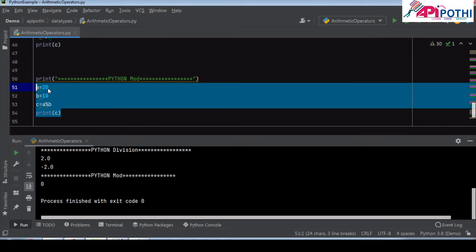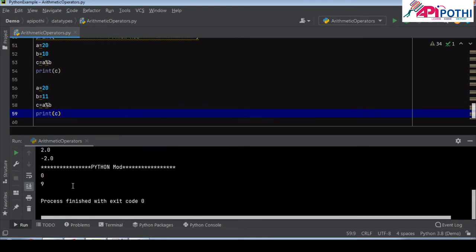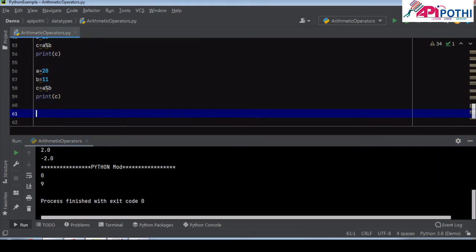In the same fashion, if we give here 11, so 20 I am dividing by 11. It is not perfectly divisible, so it should give the remainder, right? Remainder is 9. Same way, if you copy this one, perform the operation with the negative one, just give the minus here.